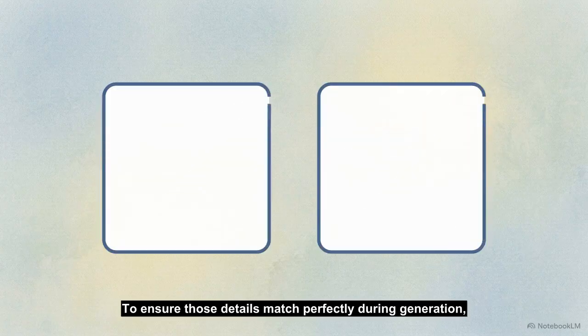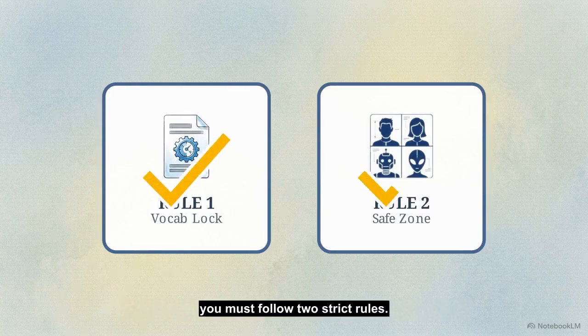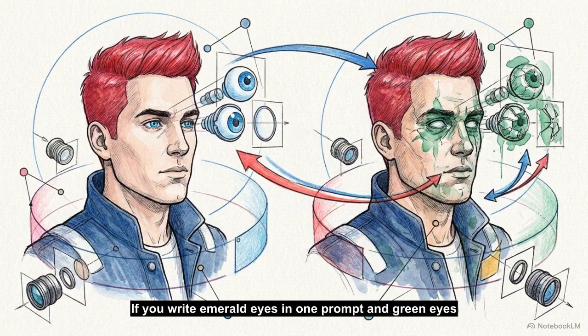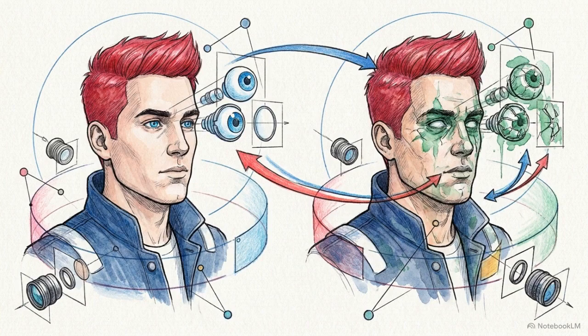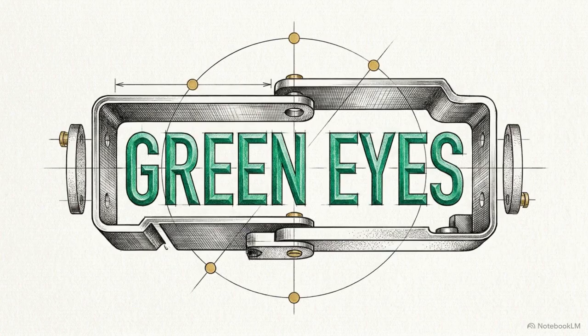To ensure those details match perfectly during generation, you must follow 2 strict rules. Rule number 1, lock down your exact trait words and reuse them identically every single time. If you write emerald eyes in one prompt and green eyes in the next, you give the AI permission to wander and invent new features. Pick the exact phrase and never let the vocabulary drift.